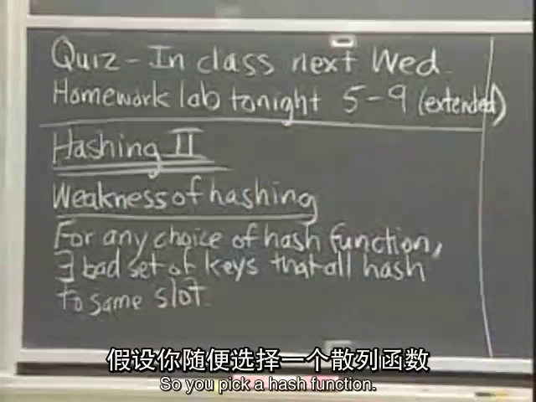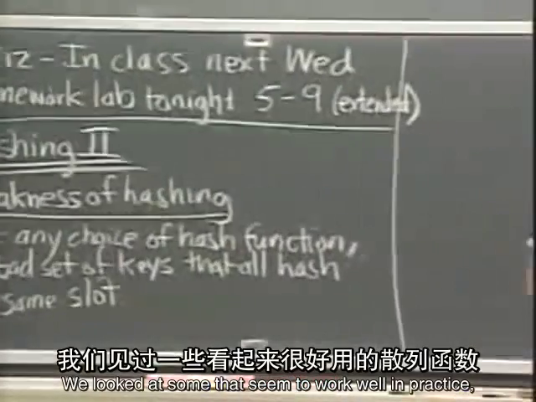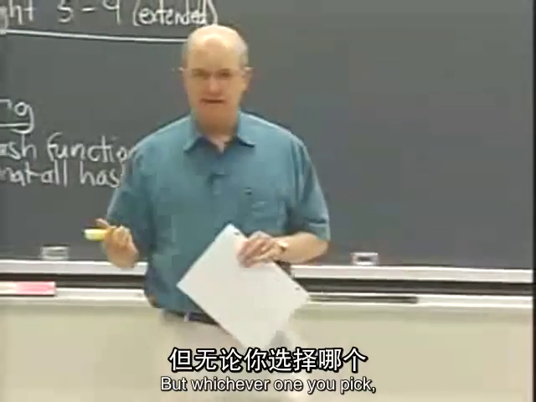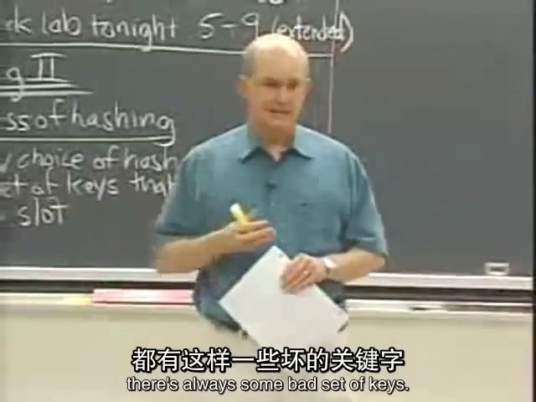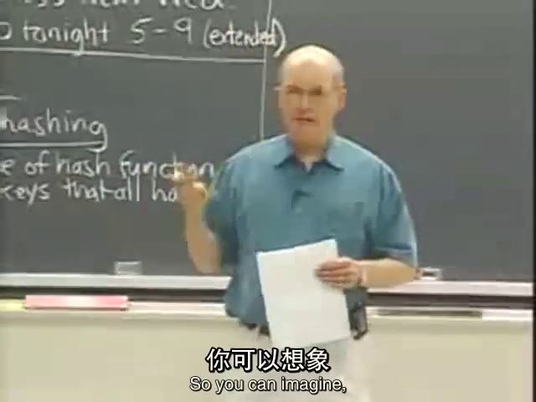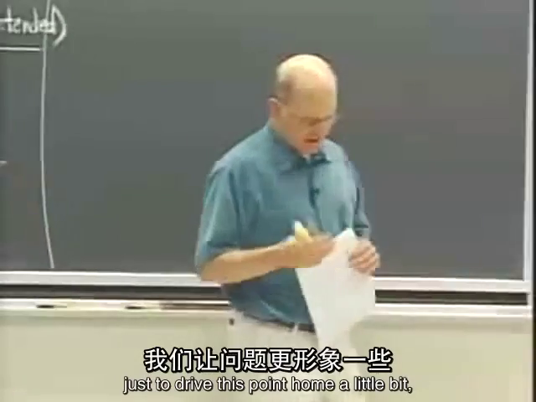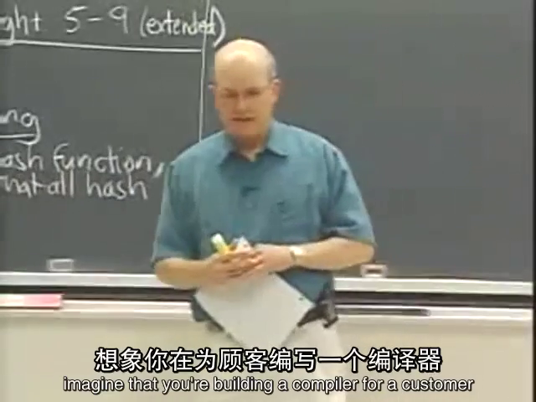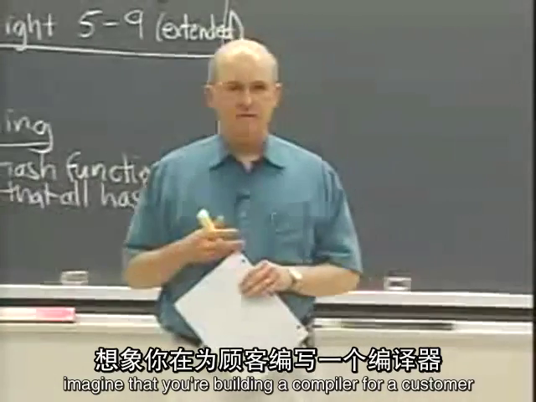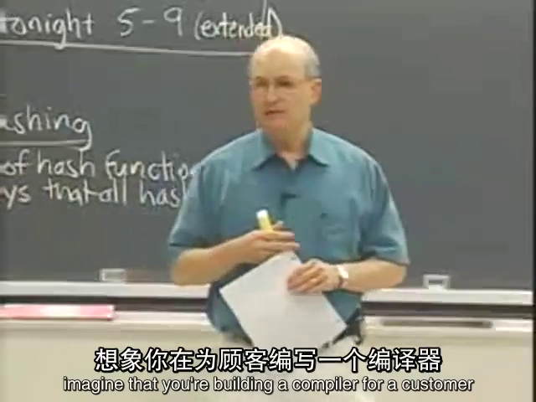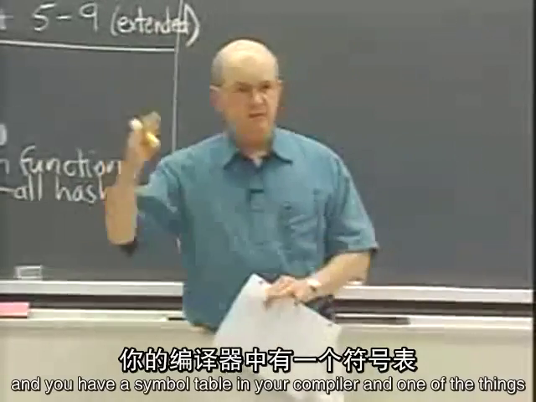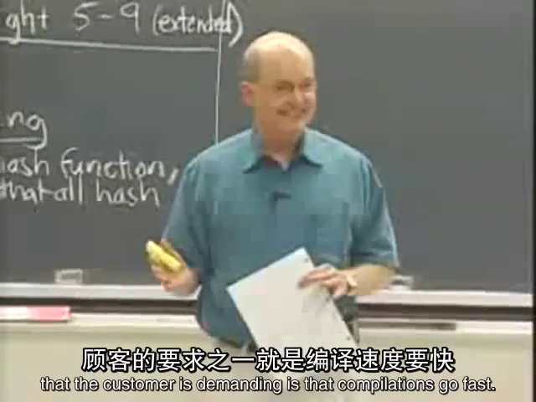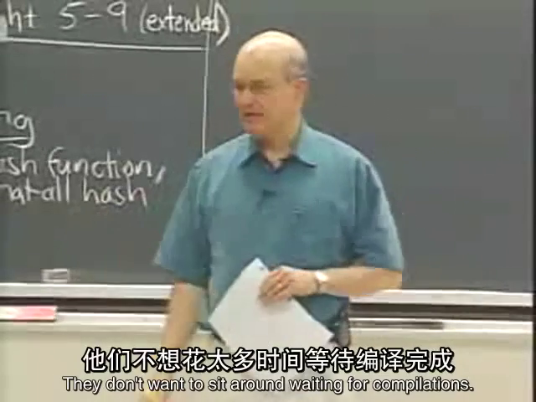So you pick a hash function. We looked at some that seem to work well in practice and are easier to put into your code. But whichever one you pick, there's always some bad set of keys. Just to drive this point home, imagine that you're building a compiler for a customer, and you have a symbol table in your compiler. And one of the things that the customer is demanding is that compilations go fast. They don't want to sit around waiting for compilations.